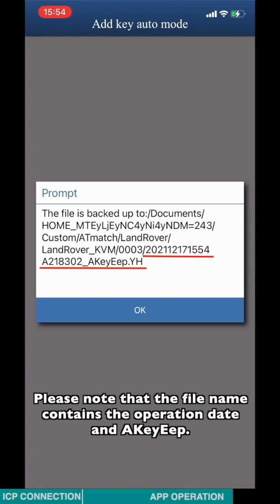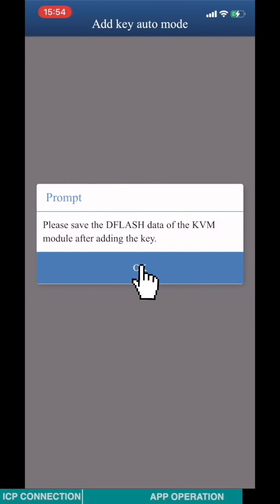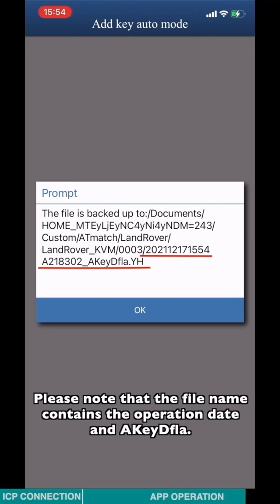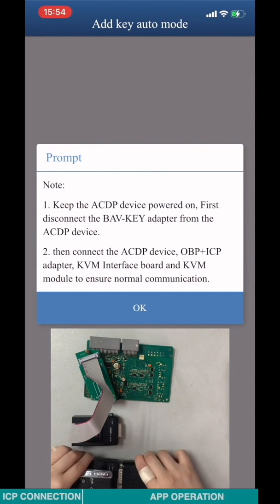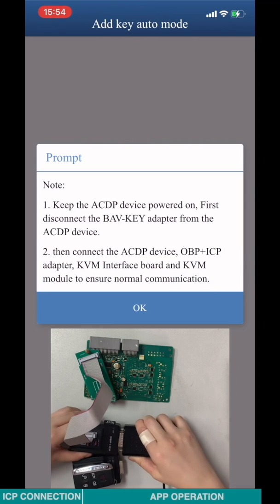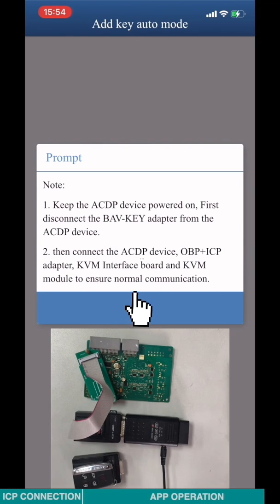Please note that the file name contains the operation date and the A key EEP. Please note that the file name contains the operation date and the A key DFLA. Disconnect the VIN key adapter. Connect the OBP-ICP adapter and the ACDP host again.